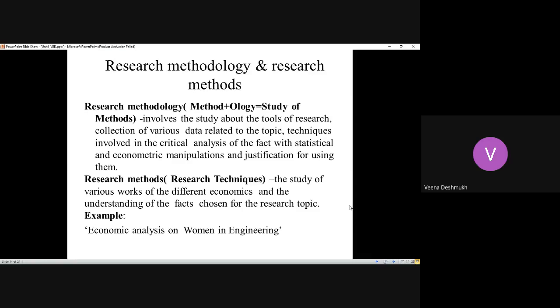Then the different approaches in this particular topic, they relate to research methods. So the difference between the methodology and methods is clear. So basically, study of various methods, techniques, tools is methodology, but studying the different techniques employed is methods.